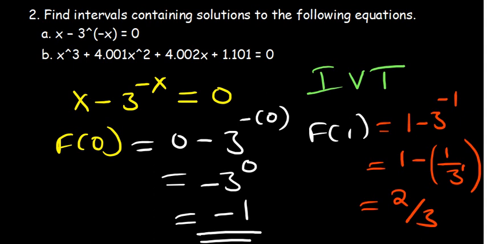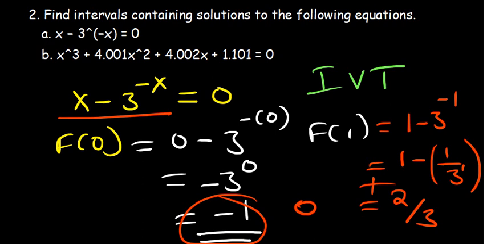So this is a positive result, this is a positive result, and this is the negative result. So we are very much sure of the fact that this function is continuous. We are very, very much sure to say there should be a point where there's going to be a 0.